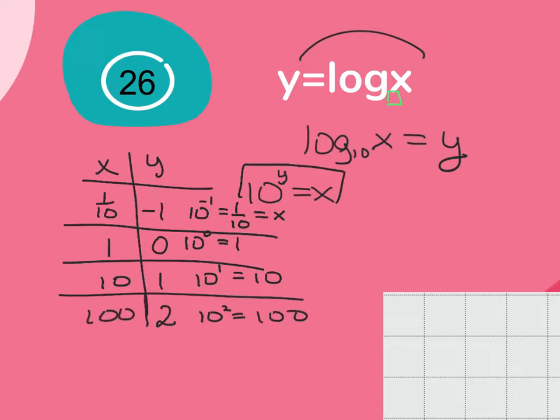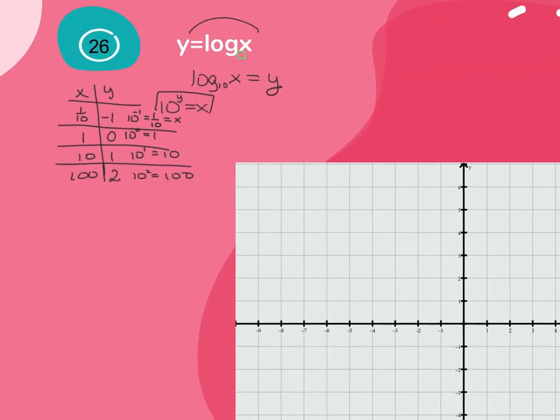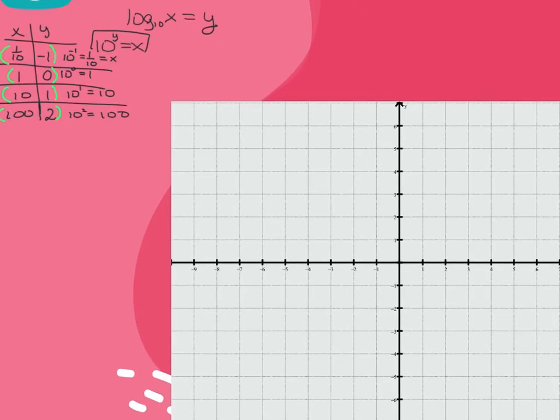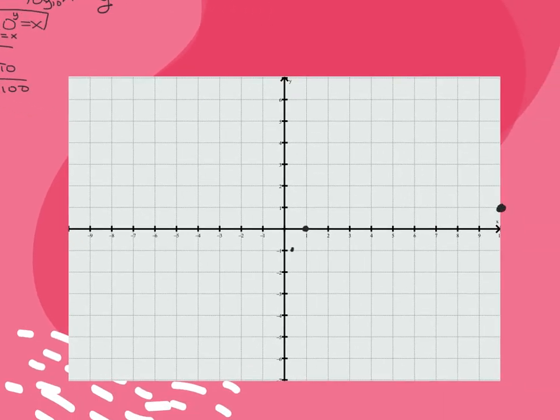Now, obviously, I'm not going to be graphing that one because I'm not going to make my graph go that long. So I'm only going to graph the first 3. So let's go ahead and graph those. I'm going to graph 1/10, comma -1, 1, comma 0, 10, comma 1, and if my graph was that big, 100, comma 2. So let's go ahead and graph these. So here's my 1/10, -1, my 1, 0, and then I got to go way over here, and here's my 10, 1. So here's how my graph goes.